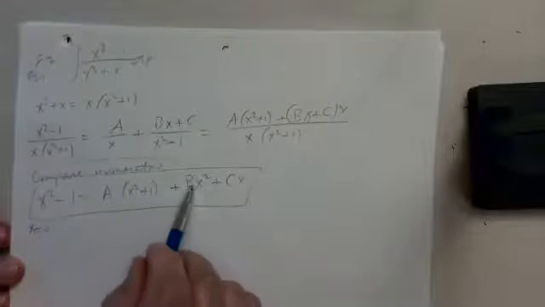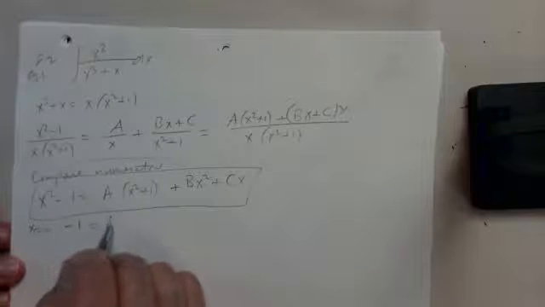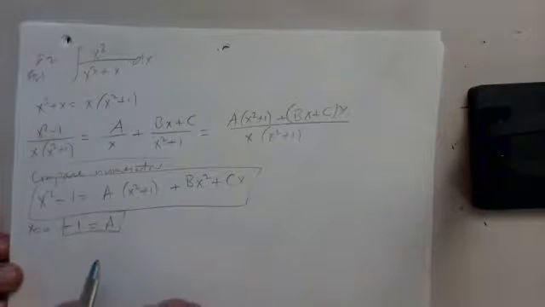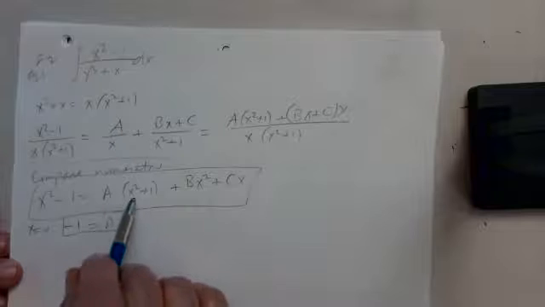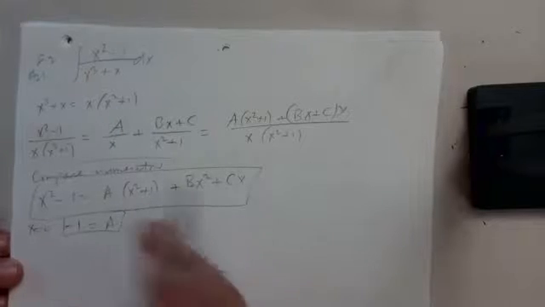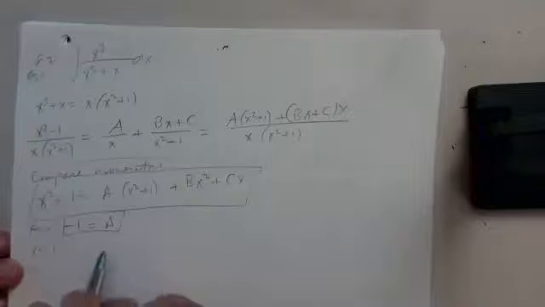So at x equals 0, these two become 0. You get minus 1 equals a. So I just found a. So a is equal to minus 1. There's no other value of x that cancels these, so you can just try some other values. For example, suppose you let x equal 1.